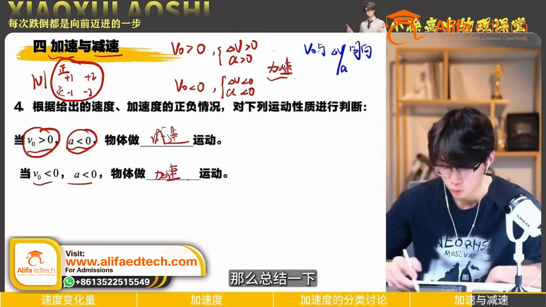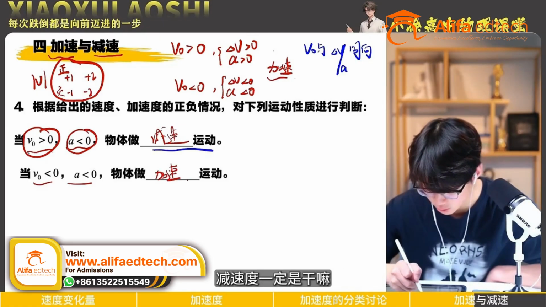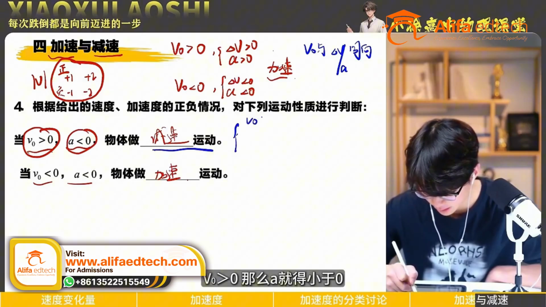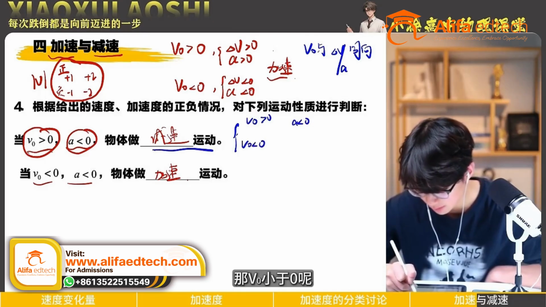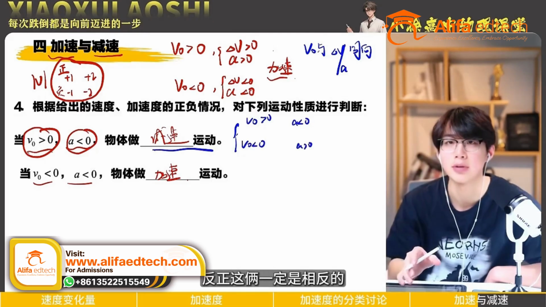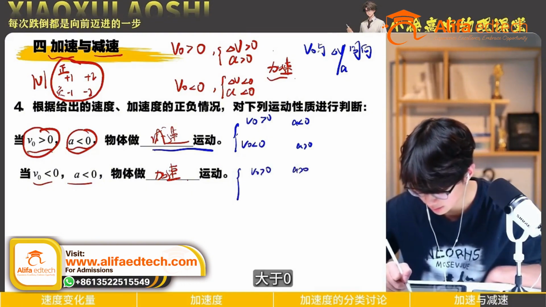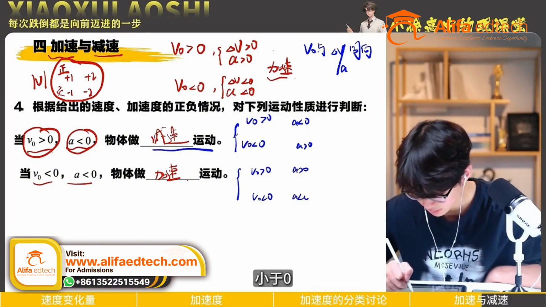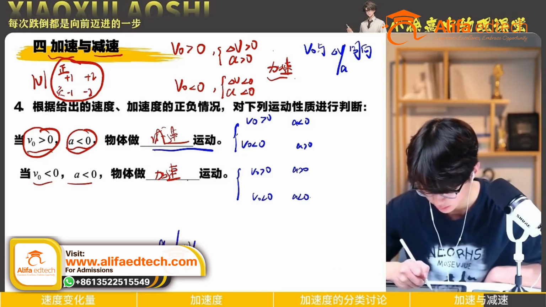So let's summarize the rule for acceleration and deceleration. For deceleration, what must be true? If V0 is greater than 0, then A must be less than 0. If V0 is less than 0, then A must be greater than 0. Anyway, these two must be opposite. For acceleration, they just need to be the same. Greater than 0, greater than 0. Less than 0, less than 0. And you can replace A with delta V because the direction of these two is always the same.